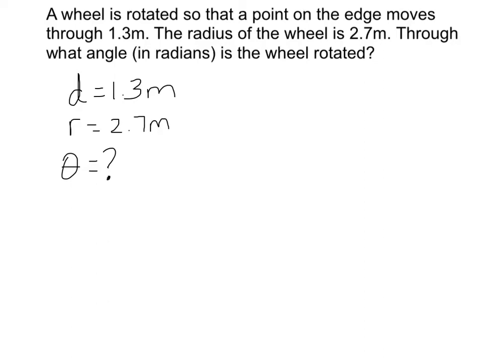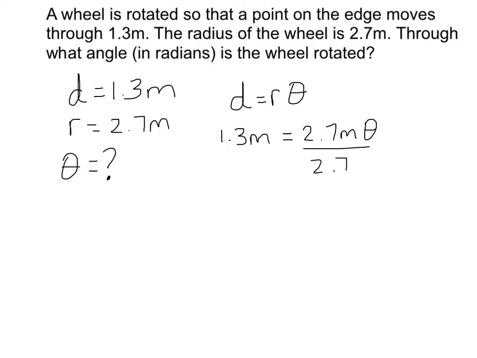Our formula is going to be D equals R theta. When we plug in our numbers, we're going to have 1.3 meters equals 2.7 meters times theta. Simply divide on both sides by 2.7 meters. Notice that your units will cancel, and when you type that into your calculator, you should get an angle of 0.48 radians.